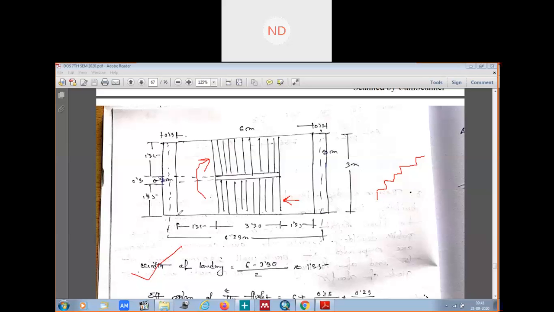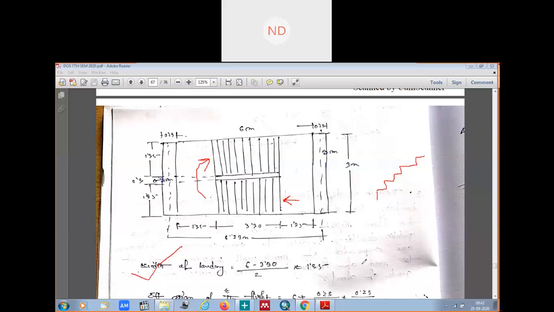That will be how much? This total is 6 meter, and half of this and half of this plus 6 is nothing but 6 plus 0.23, so it is 6.23. The effective span of the flight is 6.23. And this side, this was 3 meter. This width of the landing is equal to the width of the stairs.